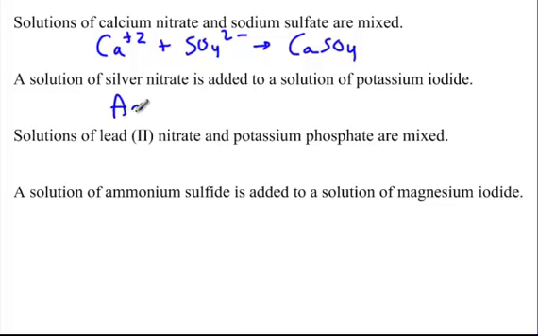The next one, of course, nitrate and potassium are our spectator ions. So we're going to get silver, that's Ag+. We're going to get iodide with I-. Remember, we could have chloride here. We could have pretty much anything, any kind of halide, and we're going to get AgCl.